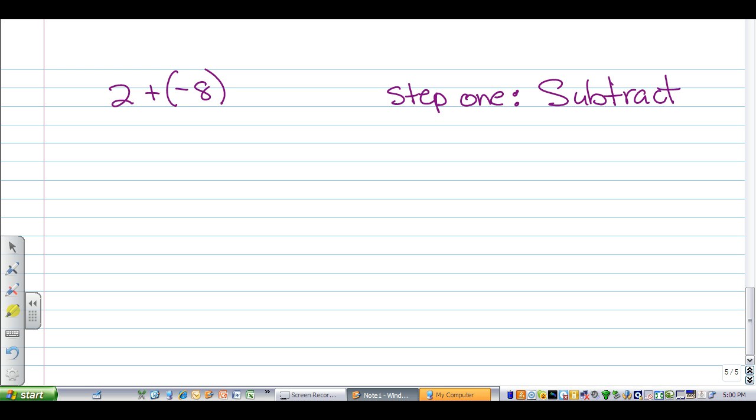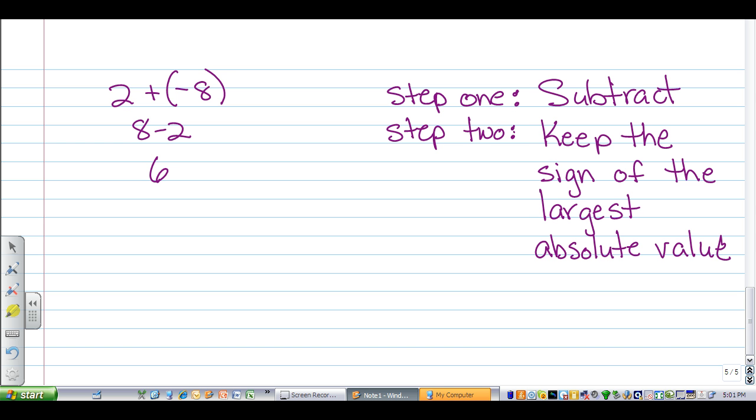Okay, so I've written 2 plus a negative 8. So step 1 is to subtract. You're going to subtract the smaller one from the larger one. So in this case, we are going to say 8 minus 2. Forget about the signs and just subtract. 8 minus 2, the answer is 6. So now we are going to go to step 2.